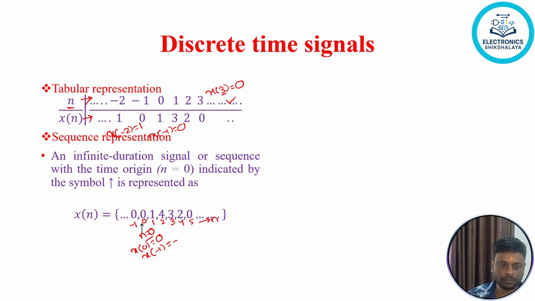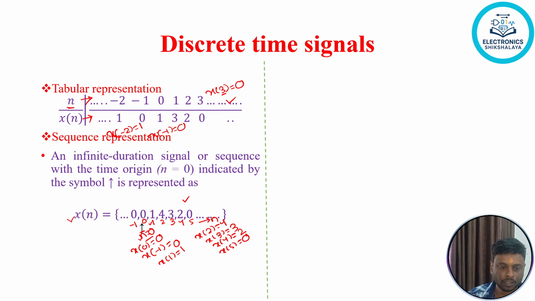So x of -1, the value is 0. X of 1 is 1. X of 2 is 4. X of 3, the value is 3. X of 4, the value is 2. X of 5, the value is equal to 0. This is the infinite duration signal, so here the n value goes to infinity. But there is an arrow mark, which indicates the time origin at n equal to 0. So this is our sequence representation, and this is the infinite duration signal.